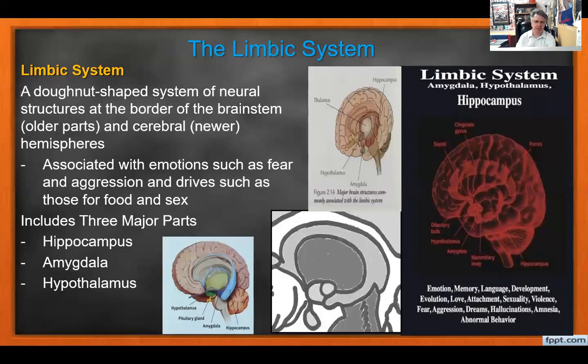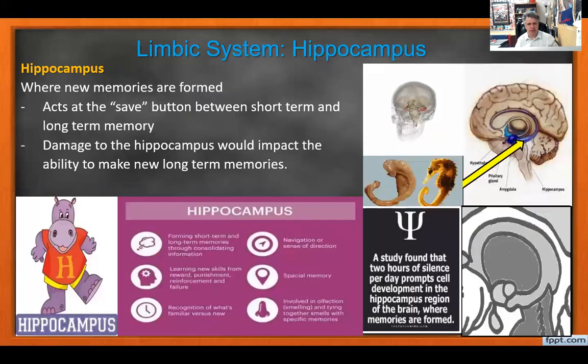Now the limbic system, this is different parts of our brain. The limbic system sort of all works together. Right around the thalamus, this is the limbic system. And it's going to include the hypothalamus, the amygdala, the hippocampus, and the pituitary gland we're going to throw in there as well. So all of these guys are parts of the limbic system. We're going to take them one by one.